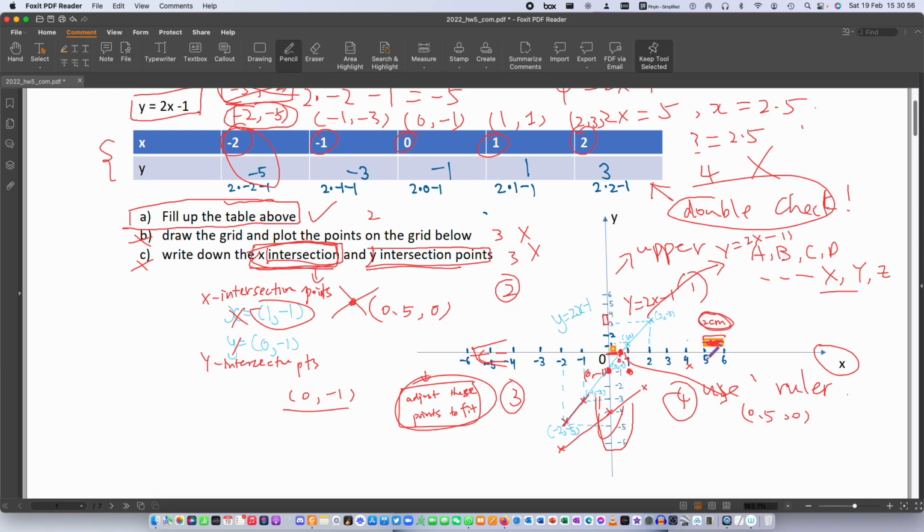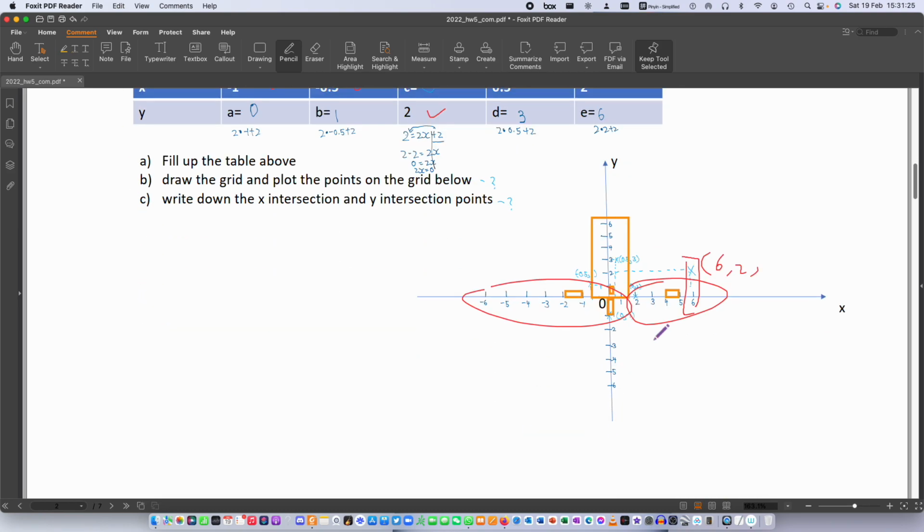Okay, good. This point. Where is this point? Read the x first. Zero. And then the y? Two. You see, you covered it until you yourself can't see it. So next time when you mark, you don't go and mark until you cover all the numbers. You understand? Okay.